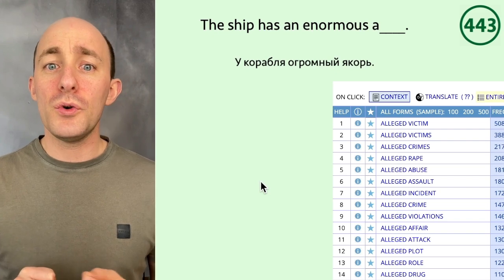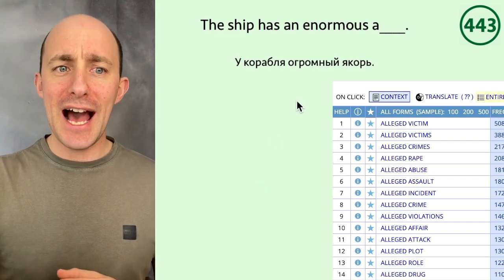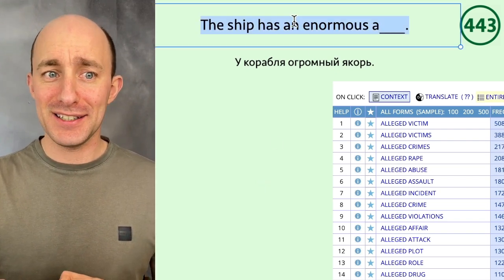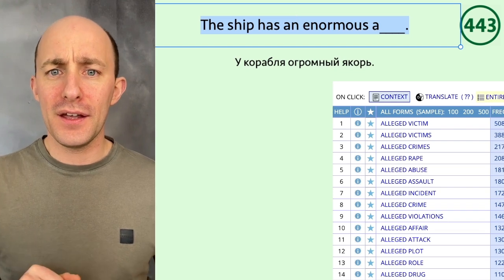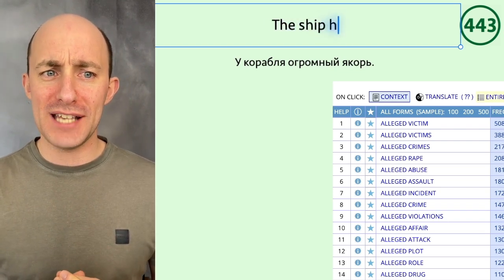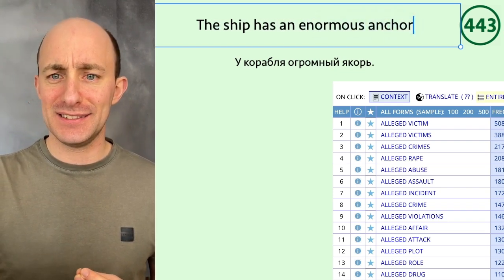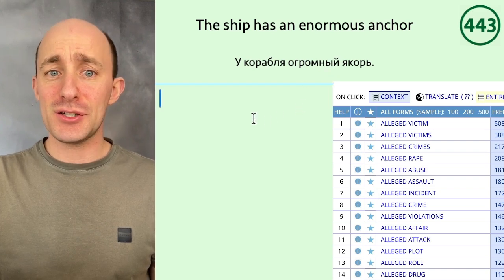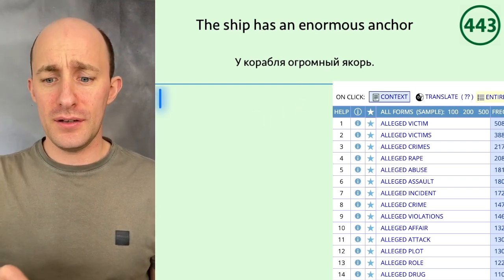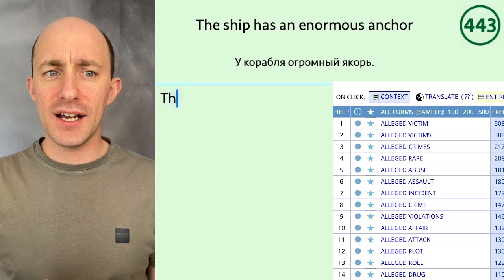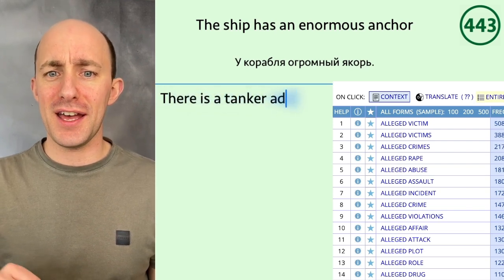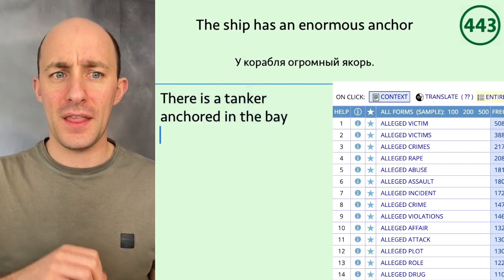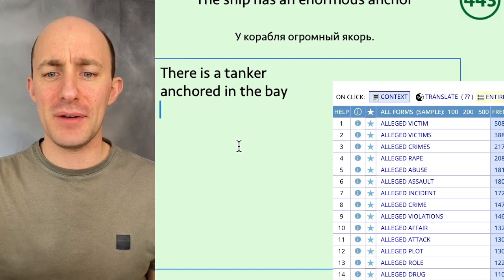Next one. У корабля огромный якорь. Якорь is an anchor. The ship has an enormous anchor. And anchor is also a verb. There is a tanker anchored in the bay. В бухте. Anchored in the bay.